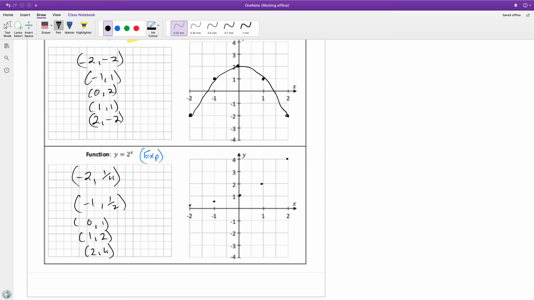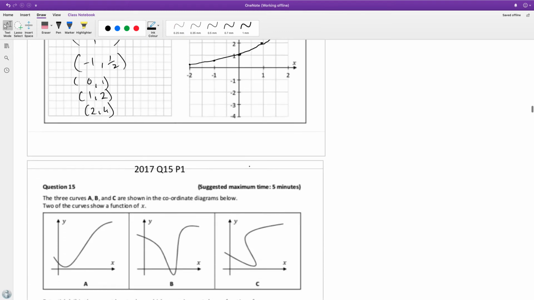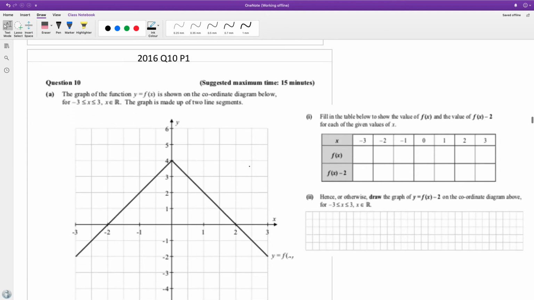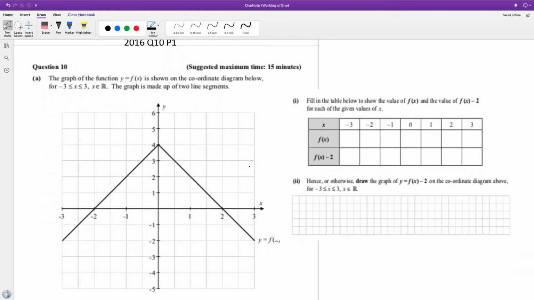What can we see our graph is doing? It's doubling. So 3 would be 8, 4 would be 16, 5 would be 32. It's doubling each time. The number is doubling. That's exponential growth, like in the sum. Right. Let's have a go at this.